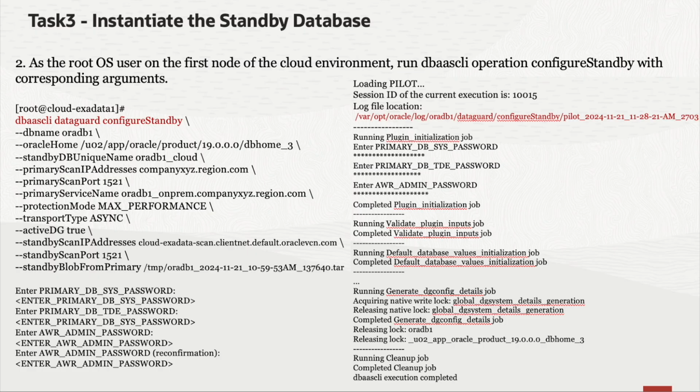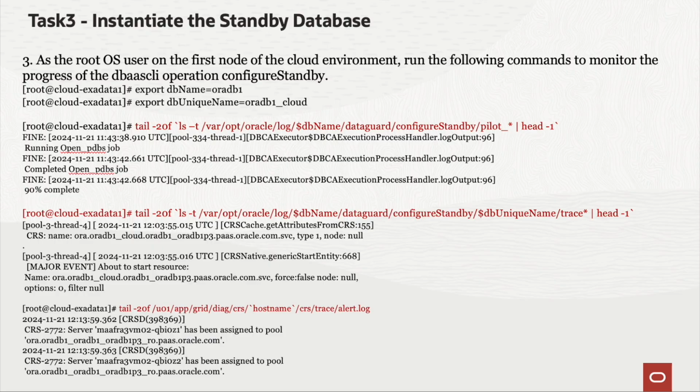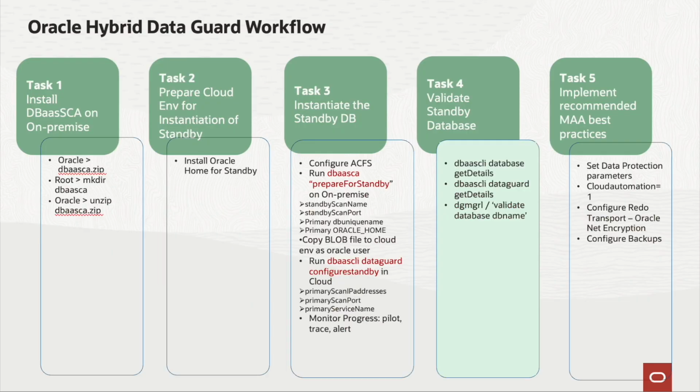The Oracle MAA best practice is for the standby to be opened read-only to enable automatic block media recovery. Use the flag ActiveDG set to true. Ensure that you have the Active Data Guard license in case of using ADG. As the root OS user on the first node of the cloud environment, run the dbaascli operation configure standby with corresponding arguments. You can verify the log file provided in the location /var/opt/oracle/log. Run the following commands to monitor the progress of the dbaascli operation configure standby.